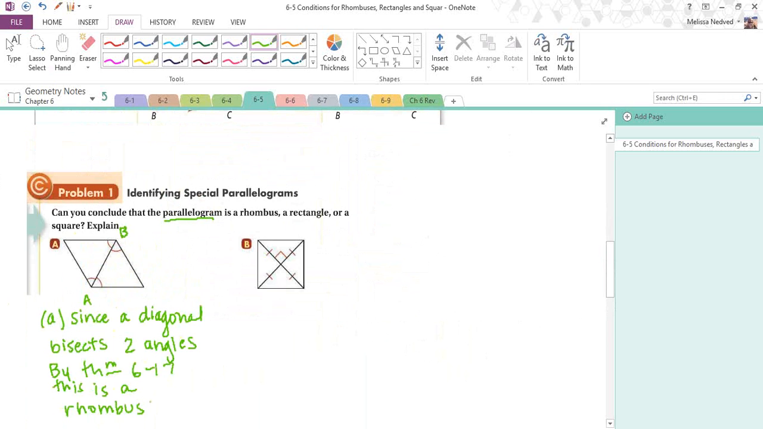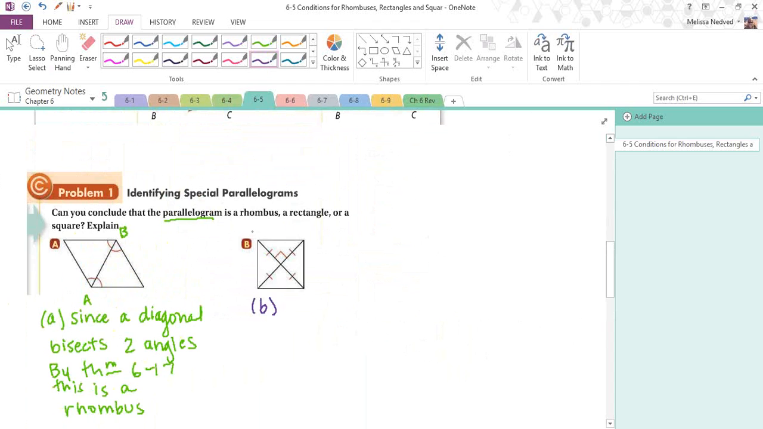Just like with section 4, don't stop when you figure out one of the properties. See if it has any other properties to take you further. In this case, all I know about this is that that diagonal AB is creating 2 pairs of congruent angles. It becomes an angle bisector. I don't know anything else. I am good to go with stopping there. Let's look at part B.